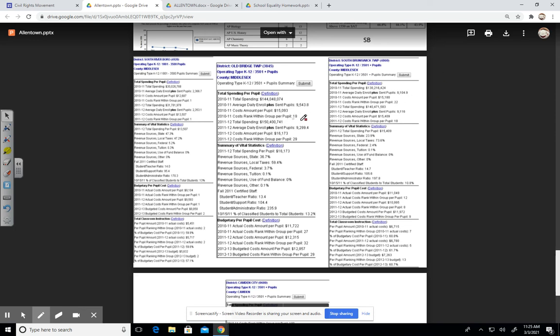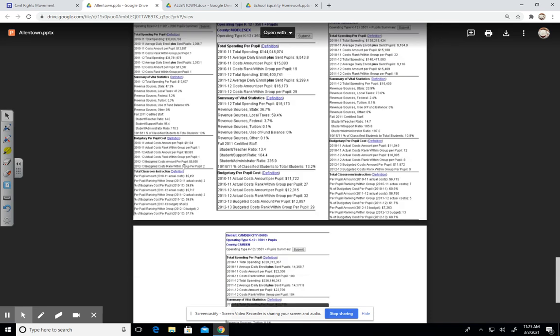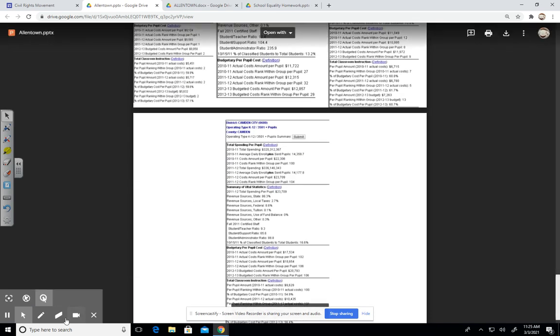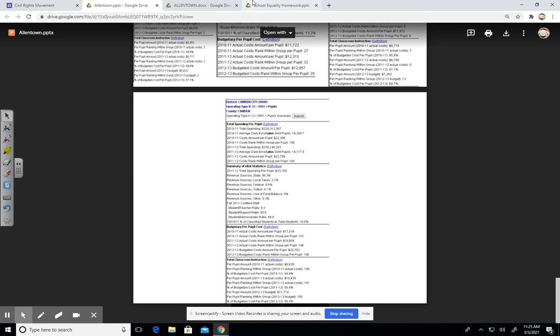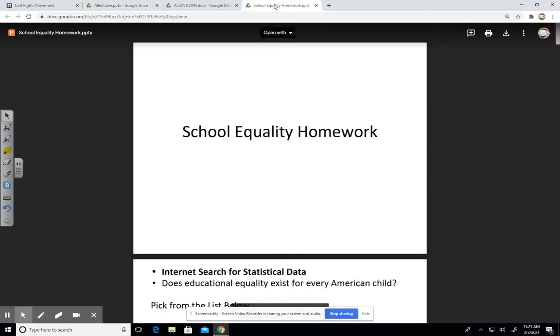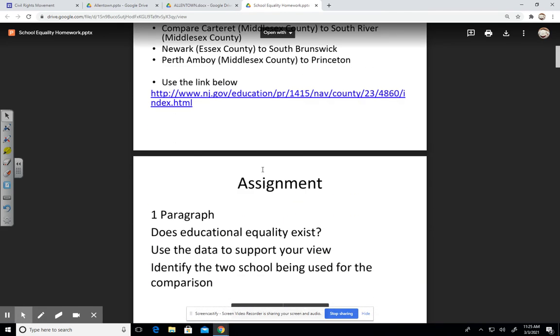Here we're looking at the average total spending per pupil. Old Bridge is 16,000. South Brunswick is 15,000. South River looks like 13,000. Then we look at Camden. Camden's cost per pupil is 23,000. So this definitely raises some issues. Why is Camden not performing? It also raises the question of whether or not money is going to solve inequities.